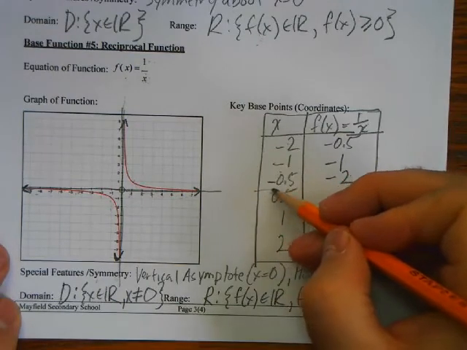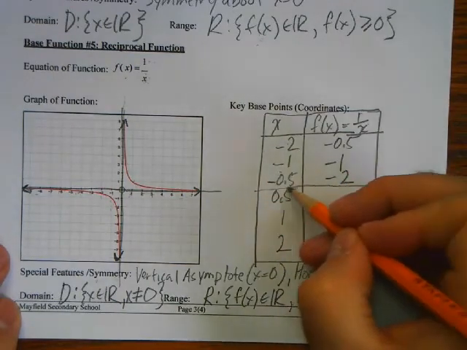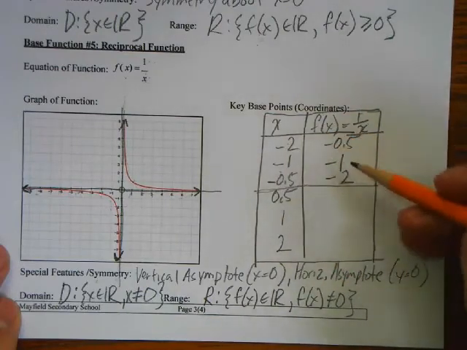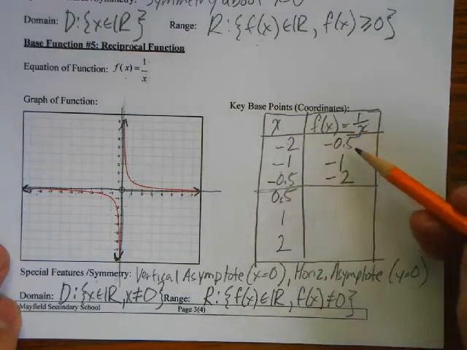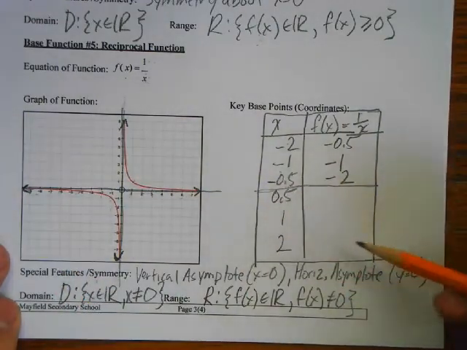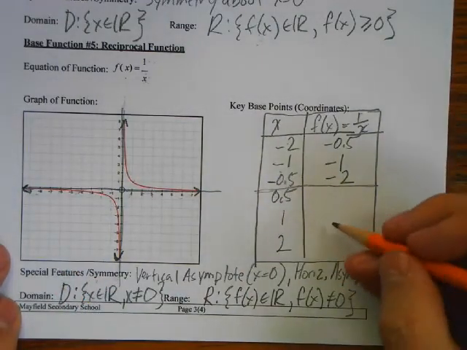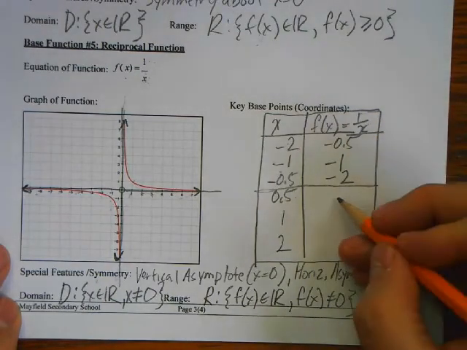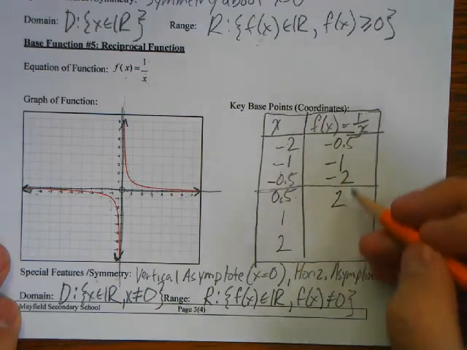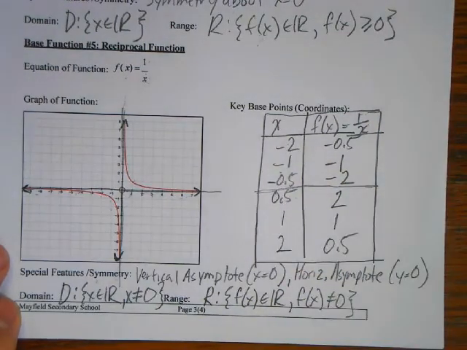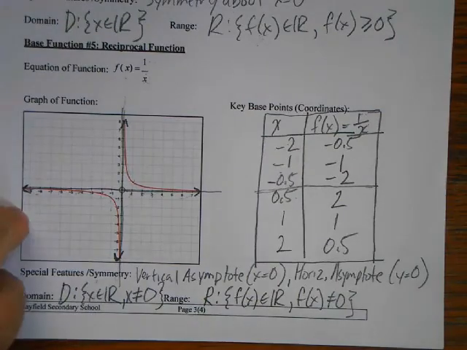I almost feel like I should break these base points into two groups, because these 3 points will be the points for the left branch, and these 3 points will be the points for the right branch. So 0.5 or 1/2: 1 over 0.5 is positive 2. 1 over 1 is 1. 1 over 2 is 0.5. So there we've got our 6 base points.